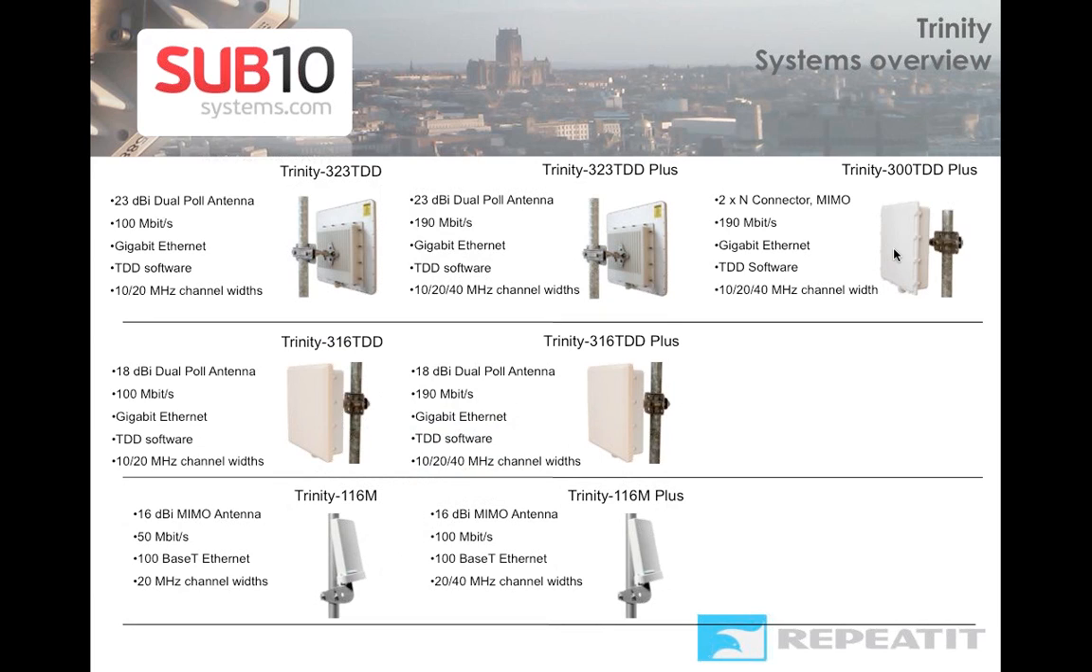It's no change on the hardware. It's just a software key which will allow you to use more channels or a wider channel, and a wider channel means that you are able to achieve higher capacity. Same is for 316, and eventually there is a possibility to have it for Trinity 116, but up to now there is not so big difference in price, and 50 and 100 megabits is almost similar capacity, and people are usually buying 116 and plus.